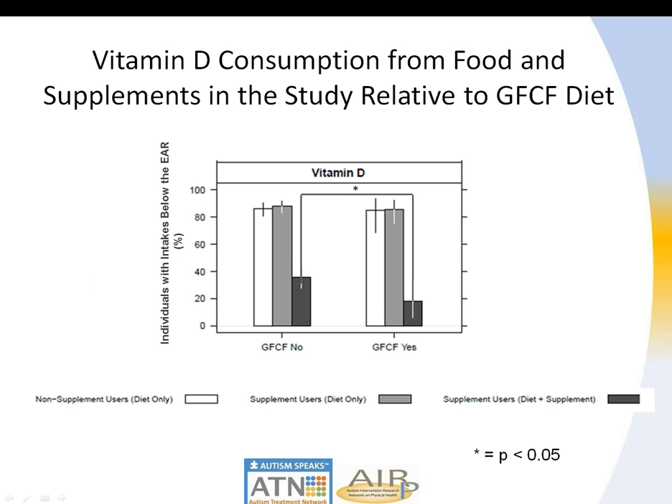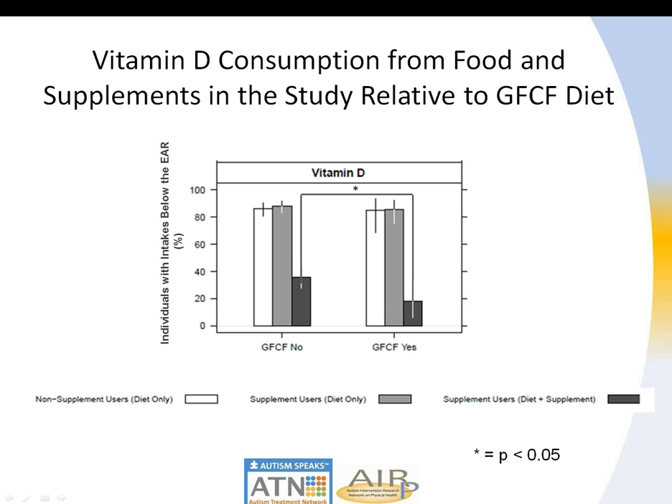We were also interested in the gluten-free, casein-free diet, which is used by families of children with ASD in an attempt often to improve behavioral symptoms. And in our study, about 12% of families use this type of diet. Due to the restrictive nature of this diet, we have concern about vitamin D and calcium adequacy.